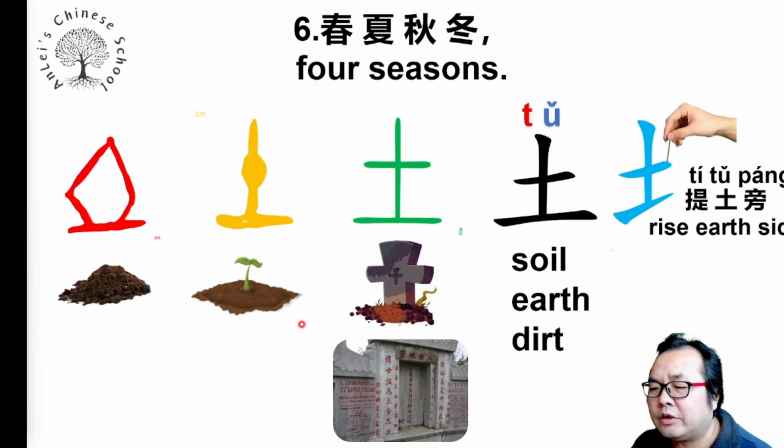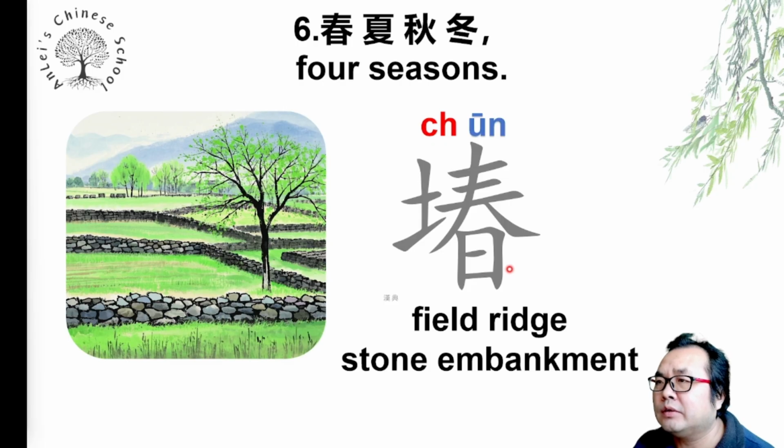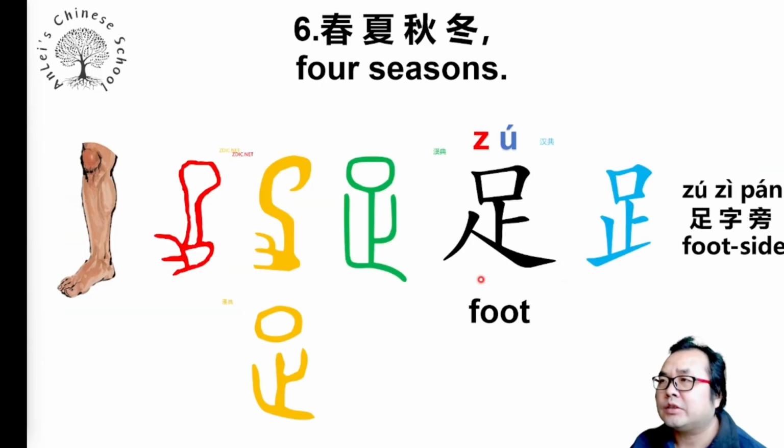It's quite interesting. In the early days, Western missionaries came to China. They dedicated their whole lives to China. When they passed away, they were buried in China, and their tombstones were similar to those of the Chinese people. 土 is also an important radical. We call it 提土旁, the right earth side, or 土字旁, earth side. We put chun, spring, on the right and the earth side on the left. It's chǔn, meaning field ridge, stone embankment.